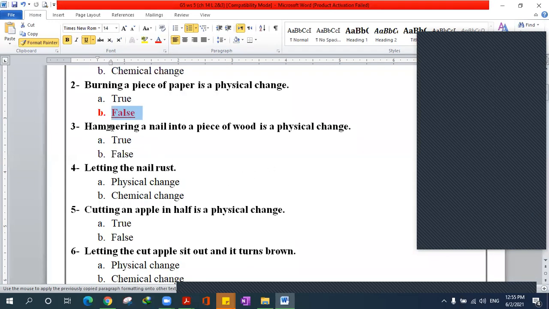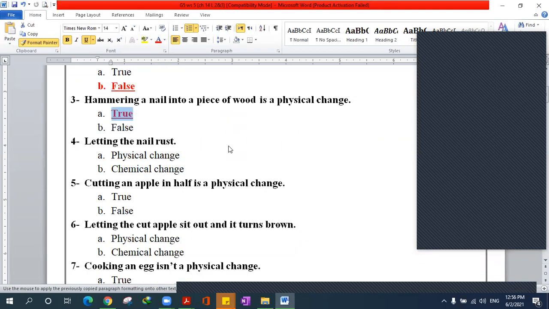Would you read the question? From now on, you guys can read the question, okay? Because I really can't read all these questions. Hammering a nail into a piece of wood is a physical change. So we're hammering a nail into wood, using a hammer to put the nail inside the wood. Is it true or false? True. We didn't change it. The nail is still a nail and the wood is still wood.